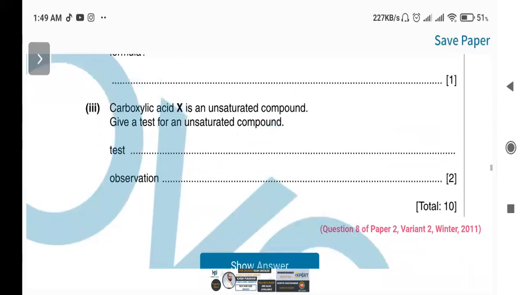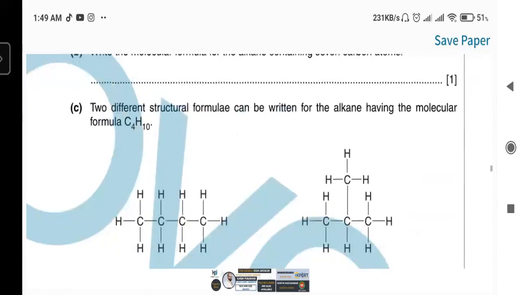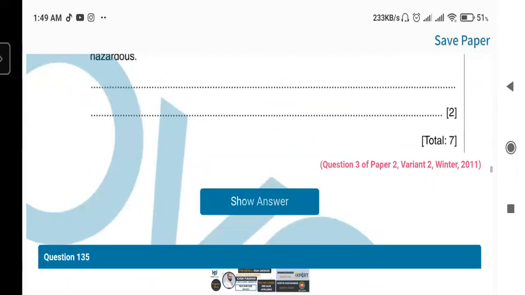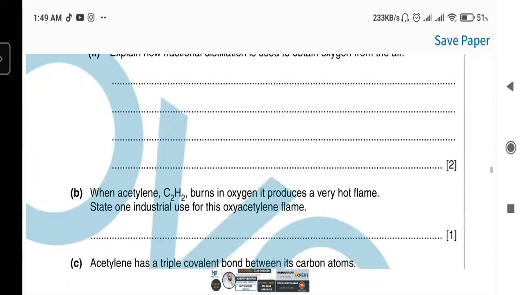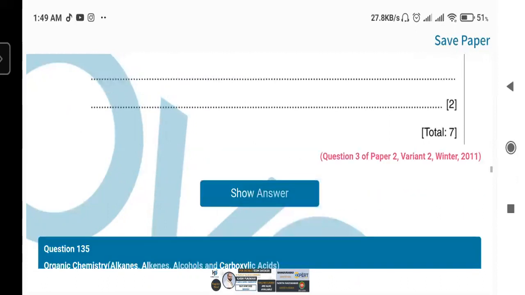Okay, test for unsaturation, you already know it. You know the meaning of hydrocarbon, the molecular formula. Okay, the molar math. Incomplete combustion is hazardous because incomplete combustion would produce carbon monoxide. We have seen that in one of the questions.